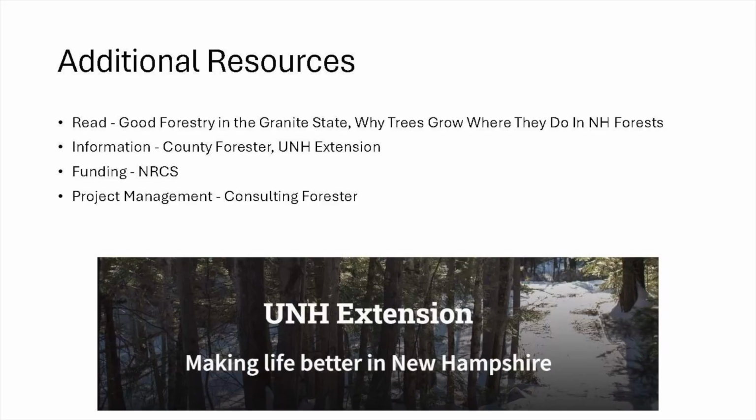Some of those additional resources I alluded to earlier, you can read the resource Good Forestry in the Granite State and a publication on why trees grow where they do in New Hampshire. Information, county foresters, consulting foresters, really natural resource professionals, and UNH Extension is a great resource. The USDA, NRCS offers different funding for certain projects to help mitigate some of those cost share opportunities, and project management can be done by a consulting forester.